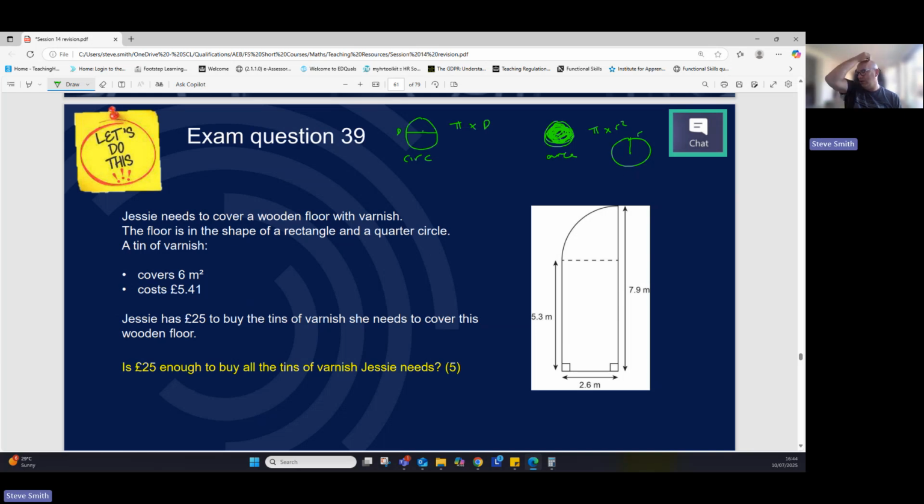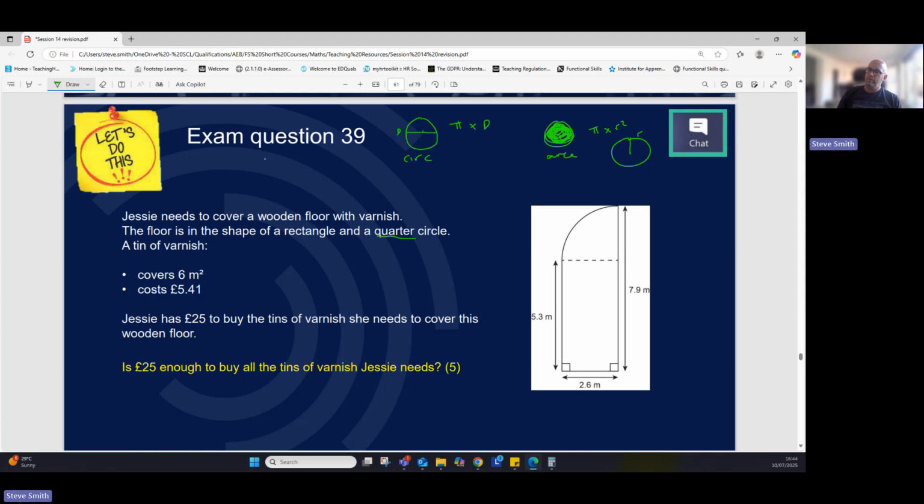Let's see what we have to do. Jess needs to cover a wood flooring with varnish. The floor is the shape of a rectangle and a quarter of a circle. A tin of varnish covers 6 meters squared, costs £5.41. Jess has £25 to do the whole floor. Does she have enough?